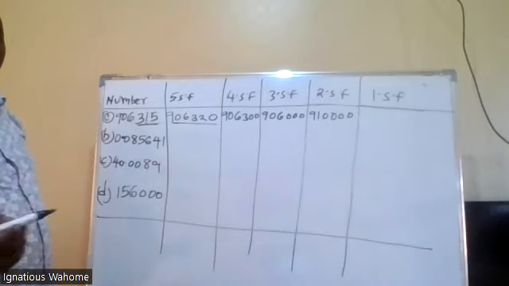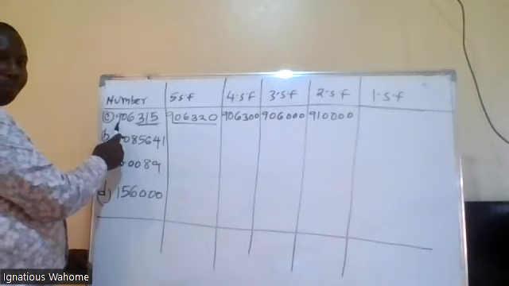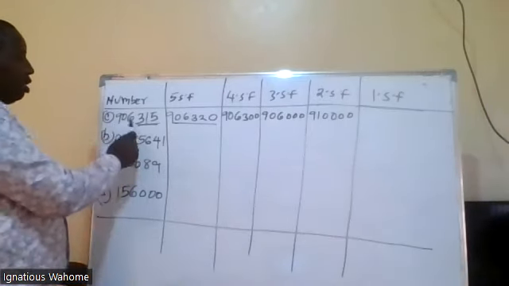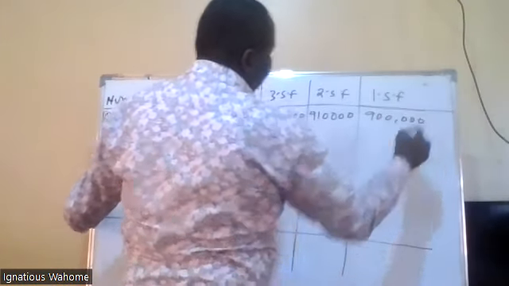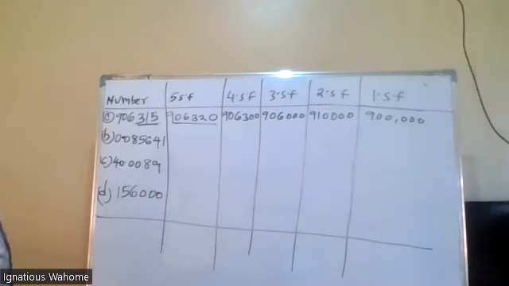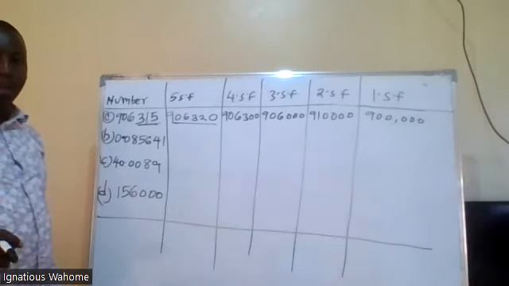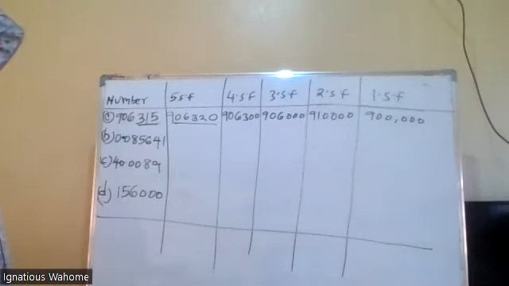Then you come to 1 significant figure. This 9. When you come to 9, the next one is 0. So the rest convert them to 0 because there's 0. So you get 900,000. So to 1 significant figure, the answer is 900,000. I hope you are clear on that question. Yes. Good.